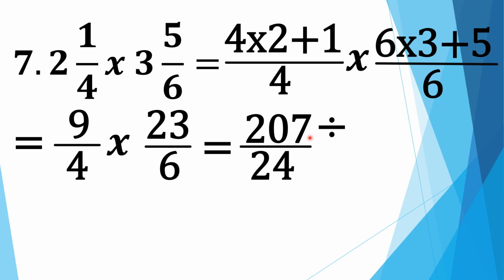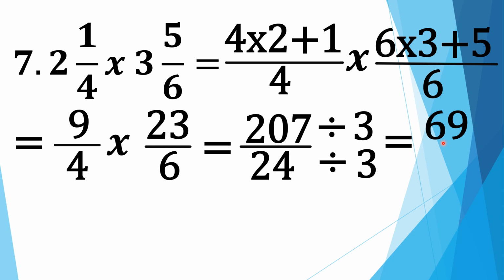So let us divide 207 divided by 3, 24 divided by 3. 207 divided by 3 is equal to 69. 24 divided by 3 is equal to 8. Or, we can cancel out 9 and 6 by dividing by 3. 9 divided by 3 is equal to 3. 6 divided by 3 is equal to 2. 3 times 23 is equal to 69. 4 times 2 is equal to 8. The answer is the same. 69 over 8 is improper fraction.